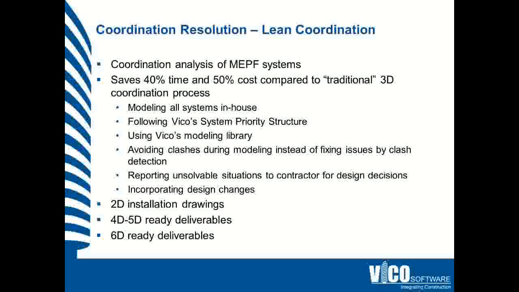We think this is not the right approach. So what we rather do is to take all the different systems and, following our own system priority structure, model the systems ourselves, and basically not model the clashes. It's much better doing it right the first time, and not going back and fixing again and again. So avoiding the clash allows us to save approximately 40% time and 50% in cost compared to the traditional 3D coordination processes.